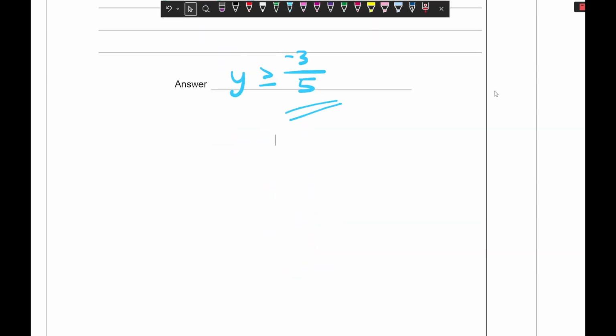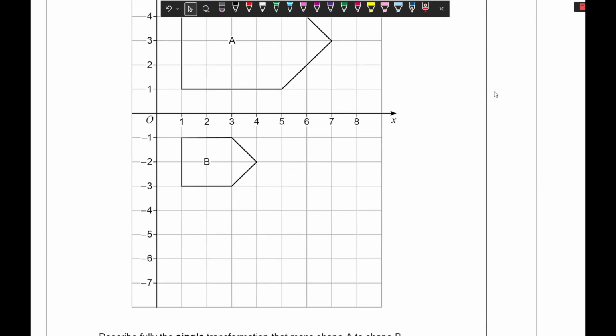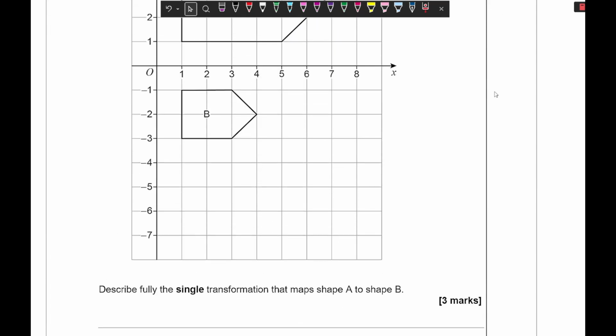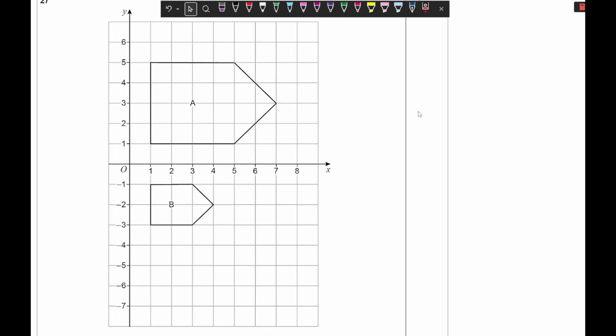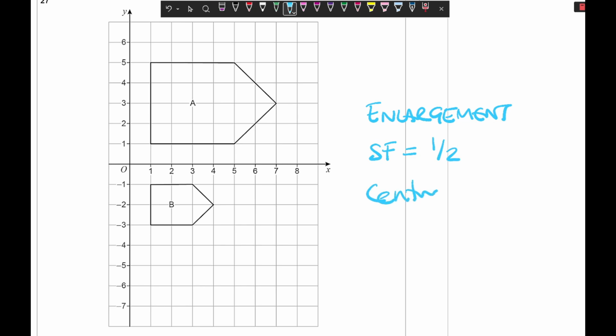Then moving on to our last question, it says to describe the single transformation from A to B. Now for this, hopefully you would have established that this is an enlargement. So the first mark will come from an enlargement. Now when you're looking at enlargements and your scale factor, we can see to get from A to B that the size has gone down, and it's gone down by a half. So the scale factor is a half.